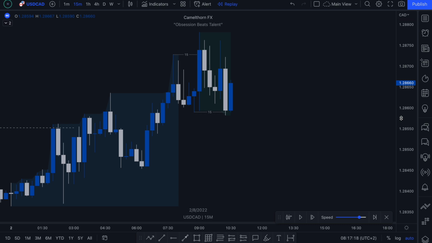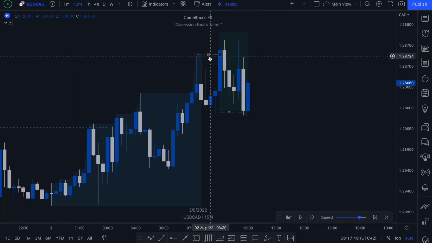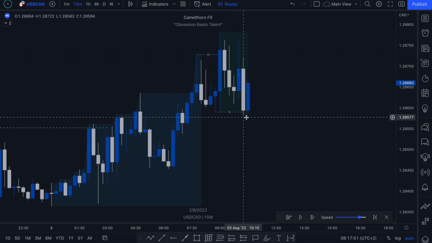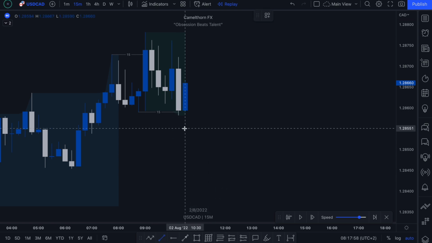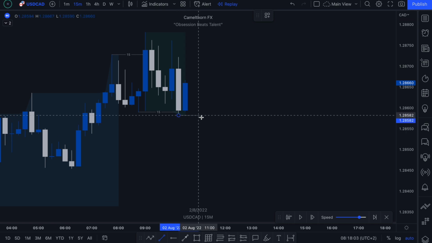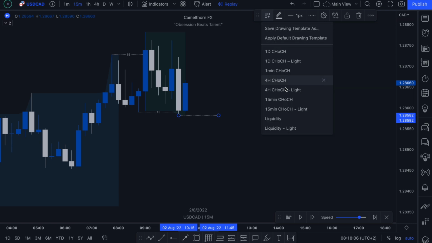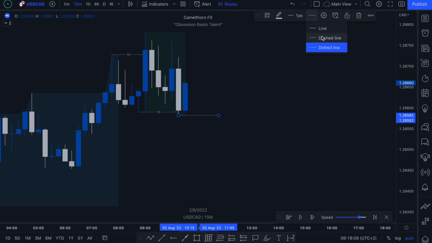Now, for a change of character, a wick violation like this is more than enough to regard that as a change of character. It is only for your break of structure where you want to see a candle closure, okay? But for a change of character, a wick violation like this is more than sufficient. So once I have now mapped out this 15-minute change of character, okay, immediately the very first thing that you would want to see, in order to confirm that 15-minute change of character, is a violation of this low in here, okay?